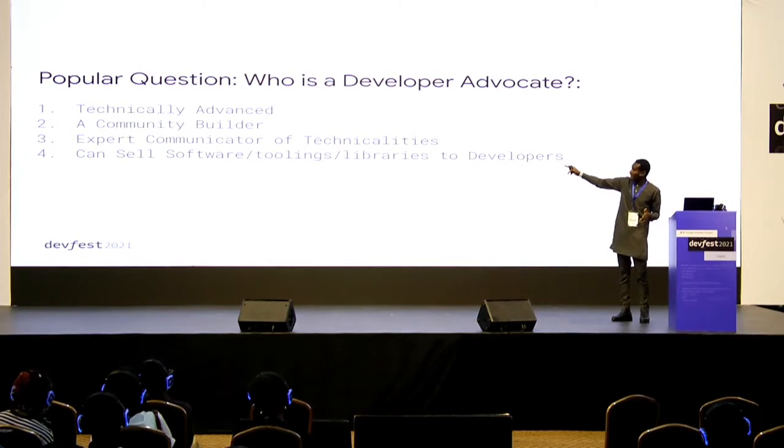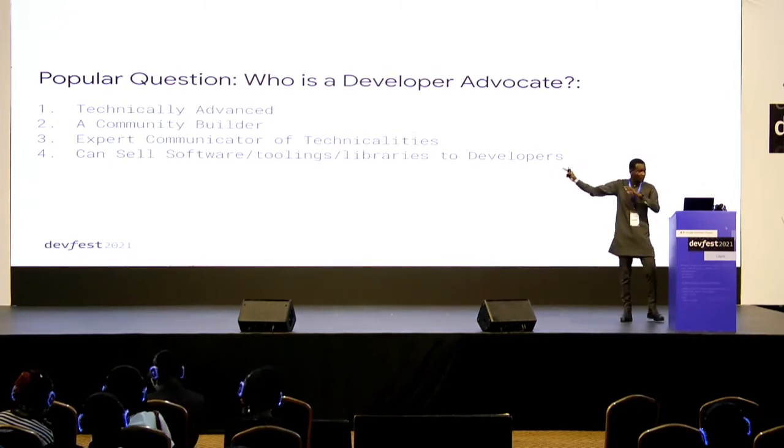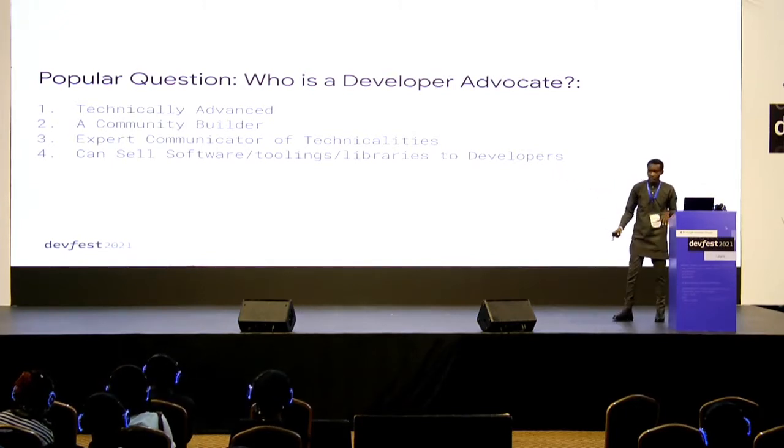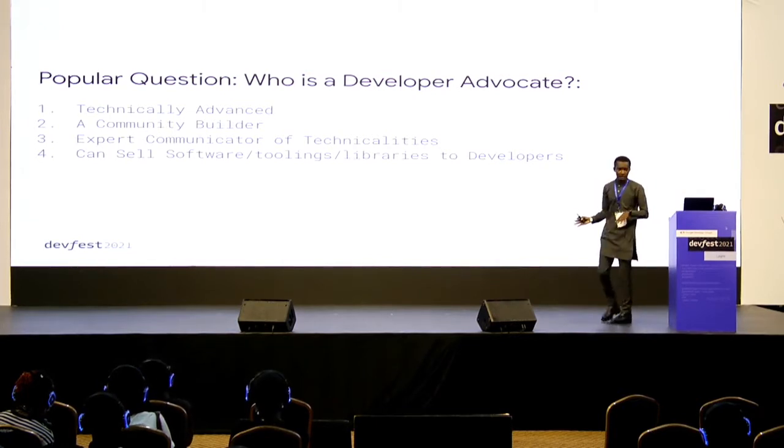When someone says, I'm a developer advocate, the person must know how to code and how to build applications. If you want to be a developer advocate, you have to know how to write code and build applications. It might be for web, mobile, or IoT, but you must know how to code, which means number one criteria, you must be technically advanced as a developer advocate. And number two, a community builder. These are the two major things that make a developer advocate: number one, being technically advanced, and number two, being a community builder.